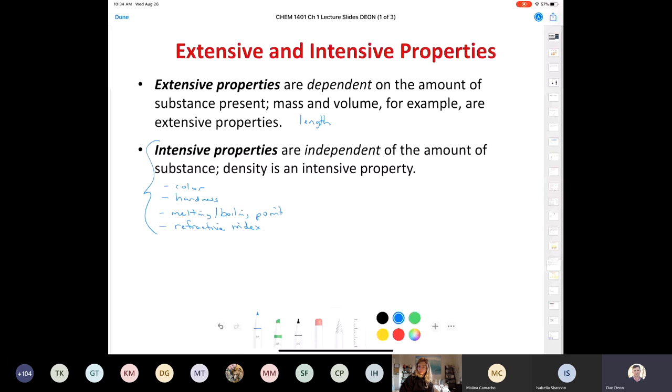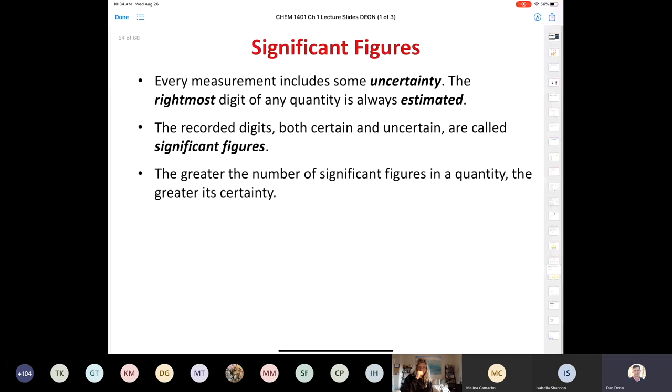Well, with that in mind, let me switch gears again, because this chapter is kind of a review of many different concepts, and let's try to finish up the lecture talking about significant figures. And if I don't get through it, I'm going to expect you to read the rest of it yourself, but let's get started here.